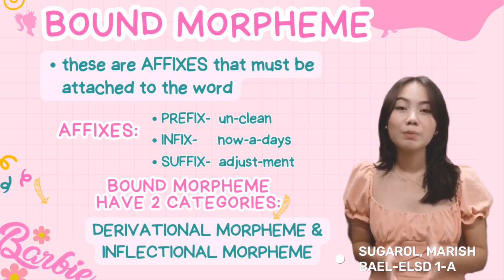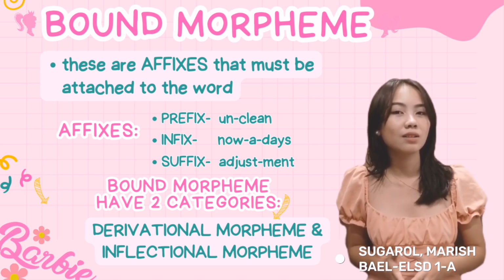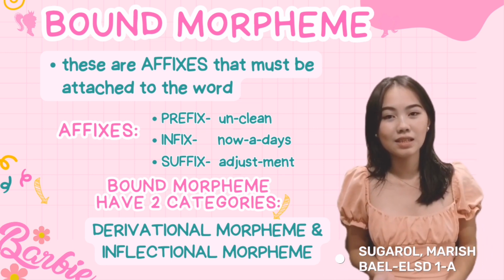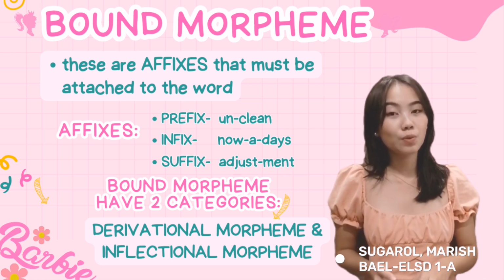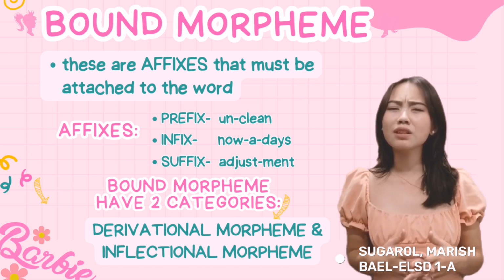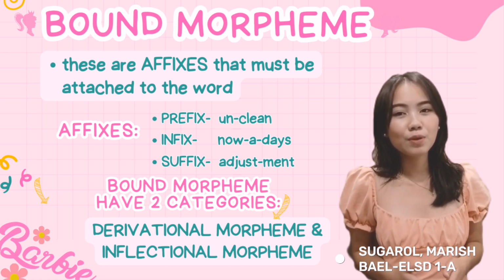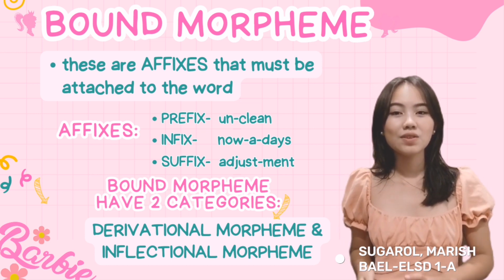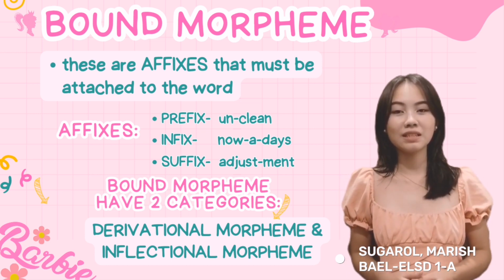Prefix is an affix that is added at the beginning of the word, and it changes the meaning of the word by giving it a different grammatical function. For example, the prefix un can be added to the word happy, which creates the word unhappy.